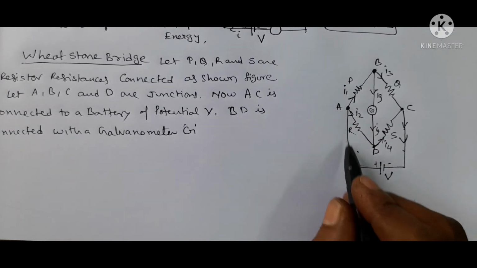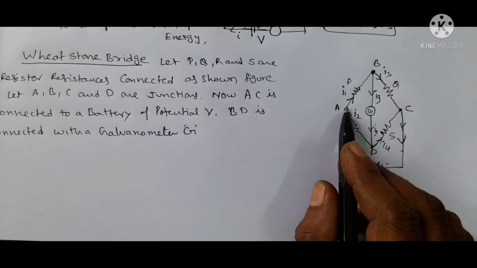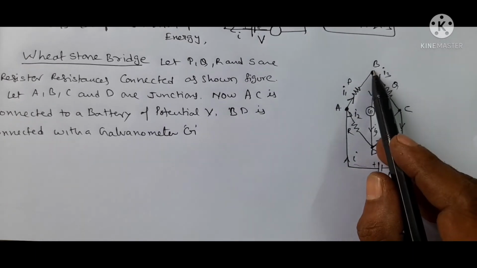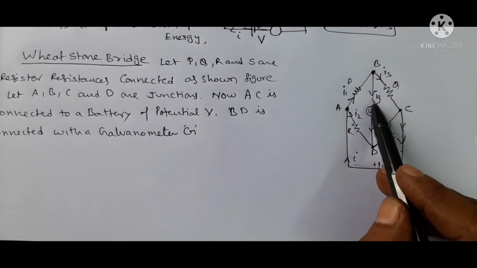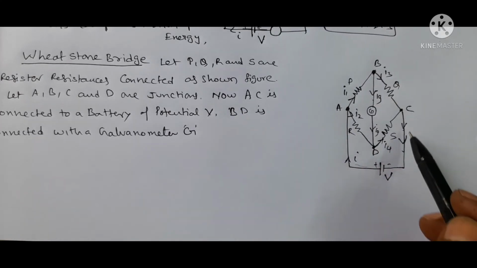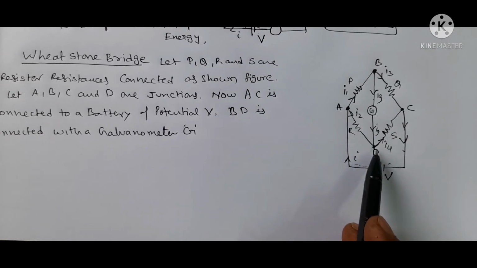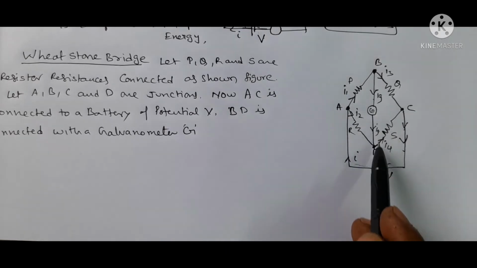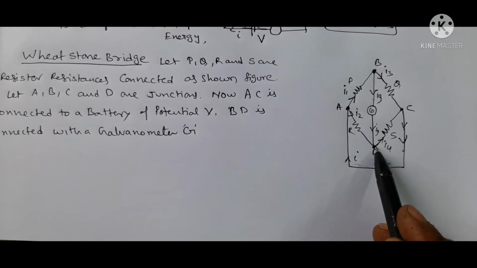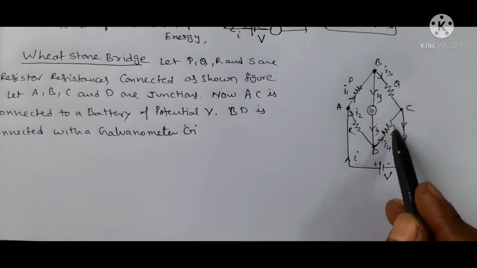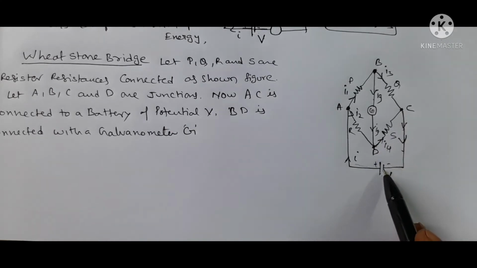The current here, starting, reaches the point A and is divided into two parts, I1 and I2. I1 reaches the point B, again divided into two, I3 and IG. It will come to the point C and then to the negative terminal. What about I2 coming to D and IG coming in this way? Both are added and become I4. It will go in this direction and come back to the negative terminal.